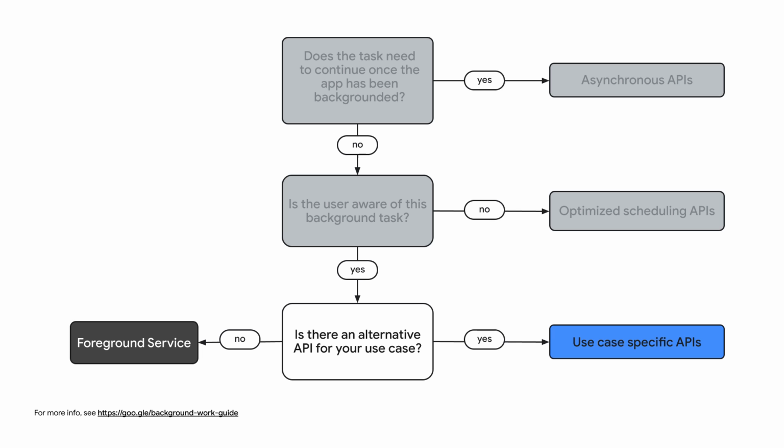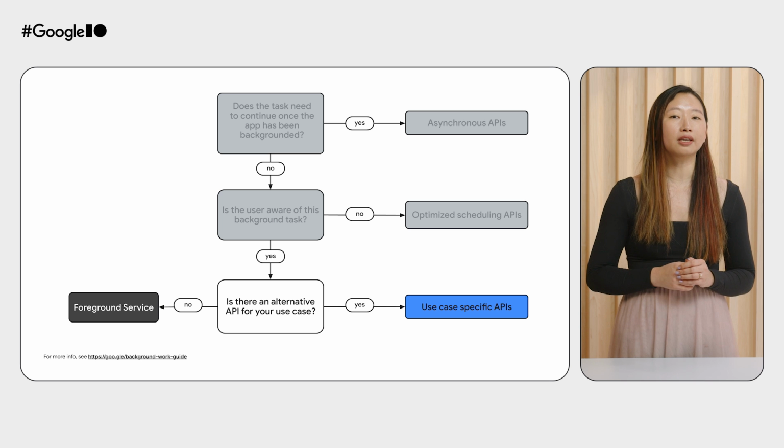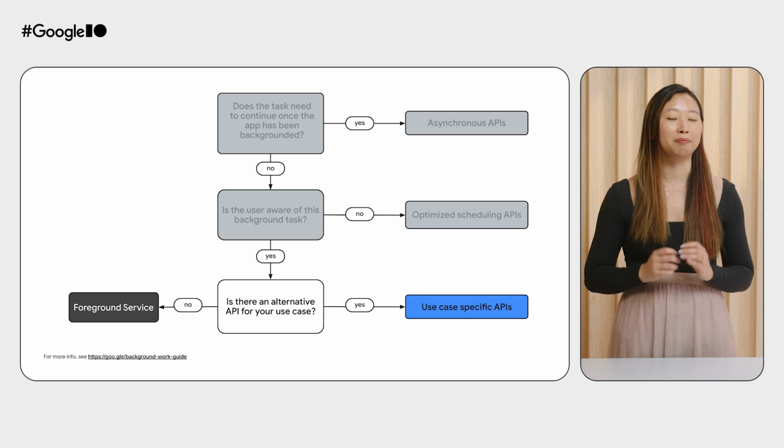Before deciding on using a foreground service, is there an alternative API for your use case? You can find in our foreground service type documentation alternative APIs that help you manage the runtime lifecycle or trigger the work in more battery optimal ways. The alternative APIs also provide use case specific benefits.